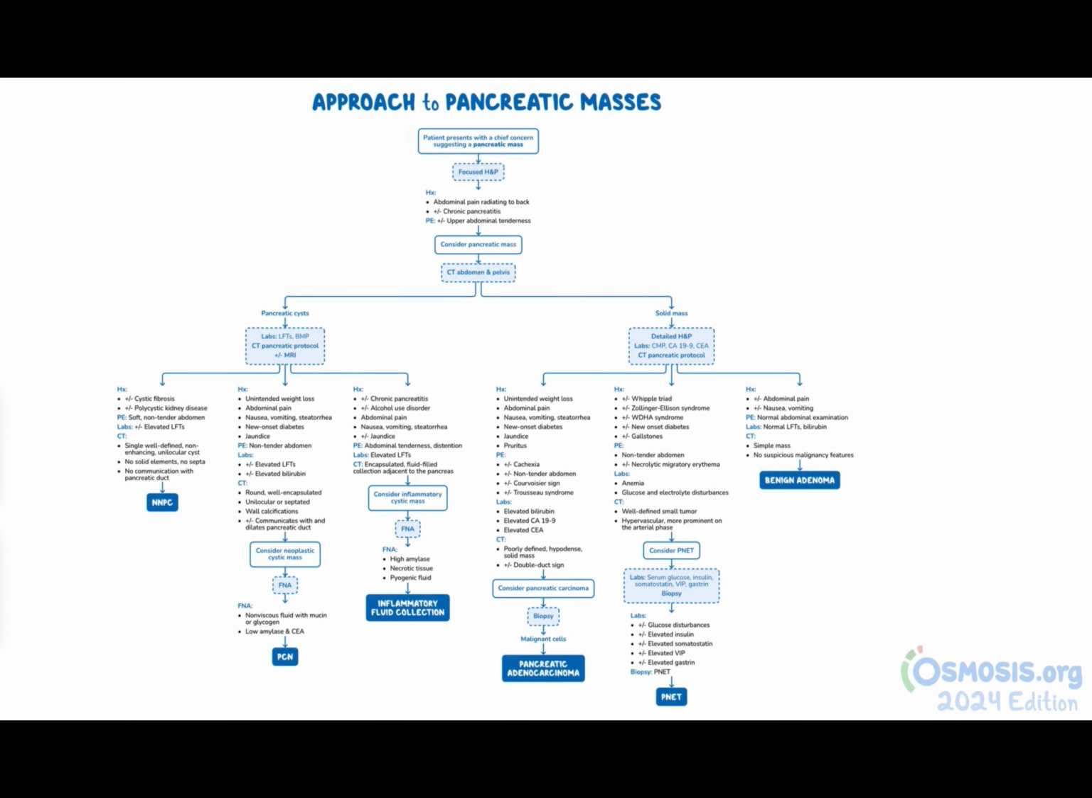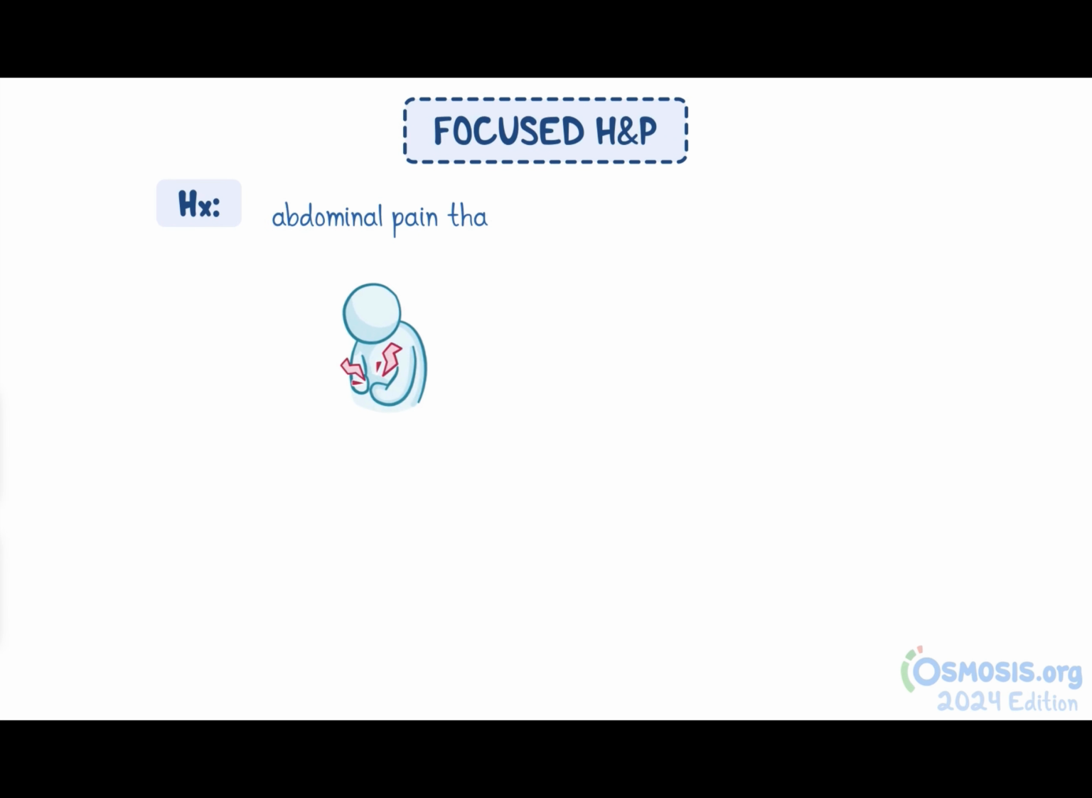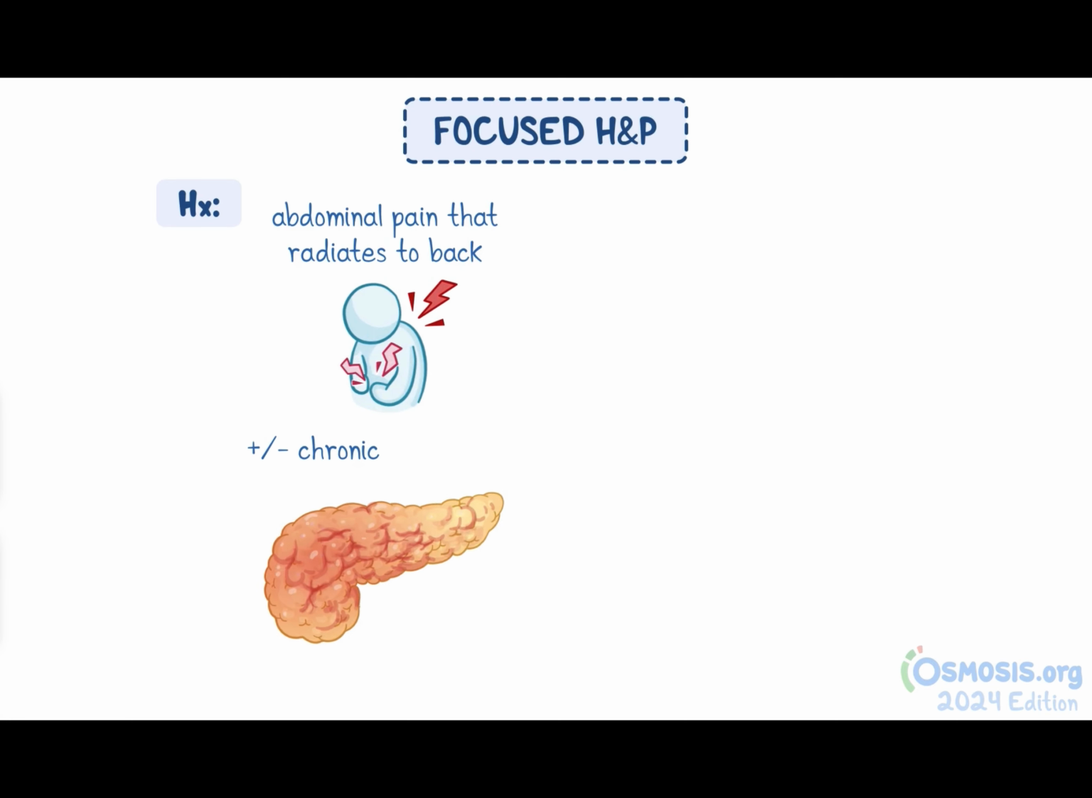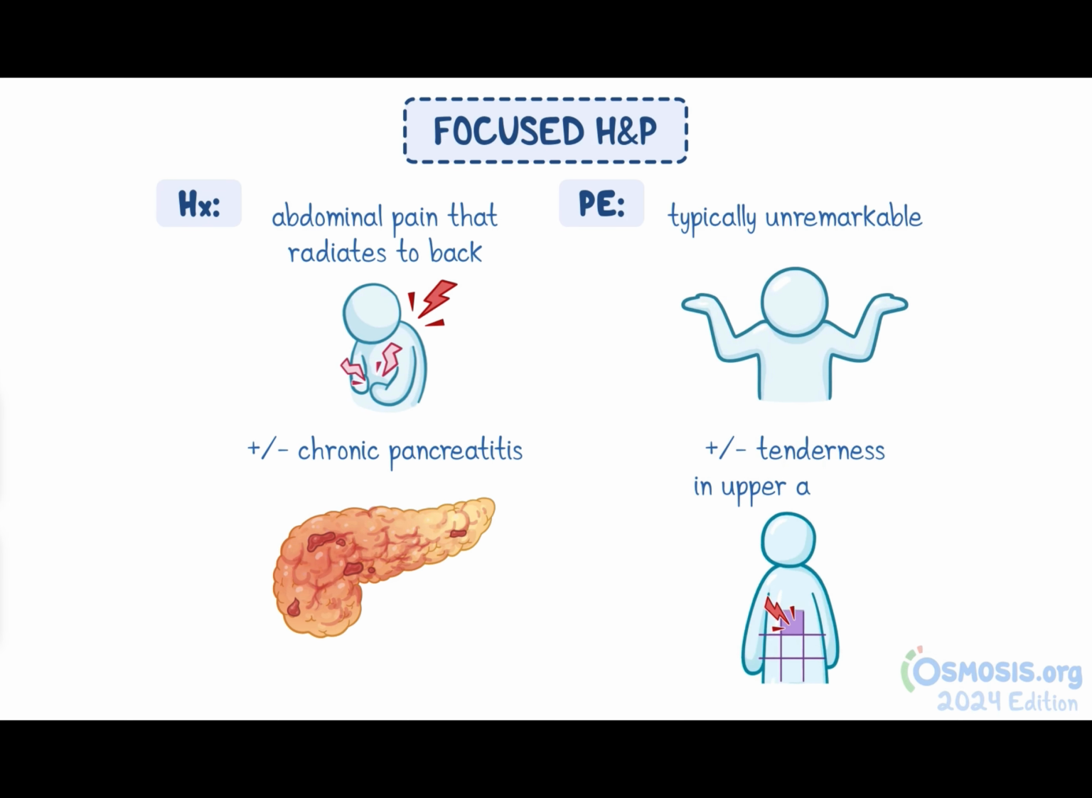When a patient presents with a chief complaint suggesting a pancreatic mass, your first step is to obtain a focused history and physical examination. Patients often report vague symptoms like abdominal pain that radiates to the back. In some cases, they might have a history of chronic pancreatitis. The physical exam is typically unremarkable, but depending on the size and location of the mass, you might find tenderness in the upper abdomen.